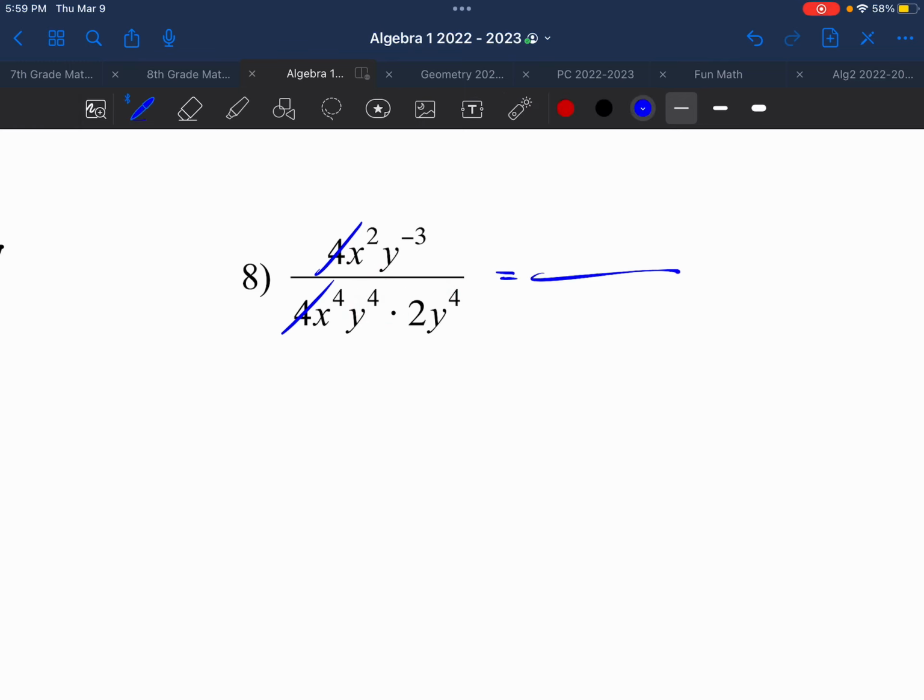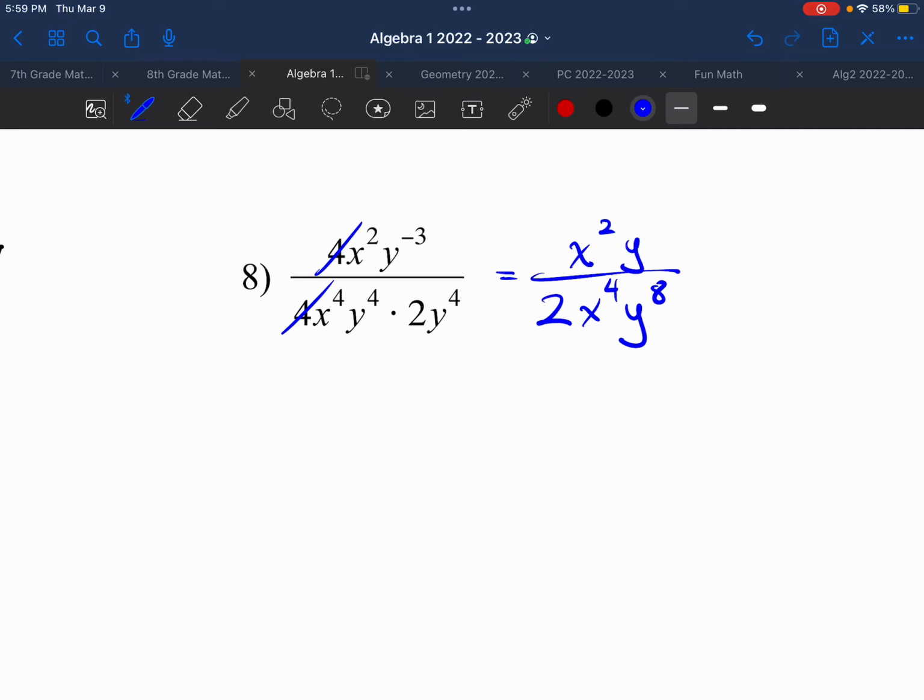In the denominator, notice I have a coefficient that I'm going to write first. I have a 2. And then I have an x to the power of 4, which hasn't gone anywhere. Again, I'm going to just copy down this x to the power of 4. But I have a y to the power of 4 and a y to the power of 4. I'm going to add their exponents because we're multiplying the bases. I have y to the power of 8. All right, and I'm going to rewrite that numerator without that 4. I'm just going to say this is x squared y to the negative 3. All right, now I'm ready to simplify.